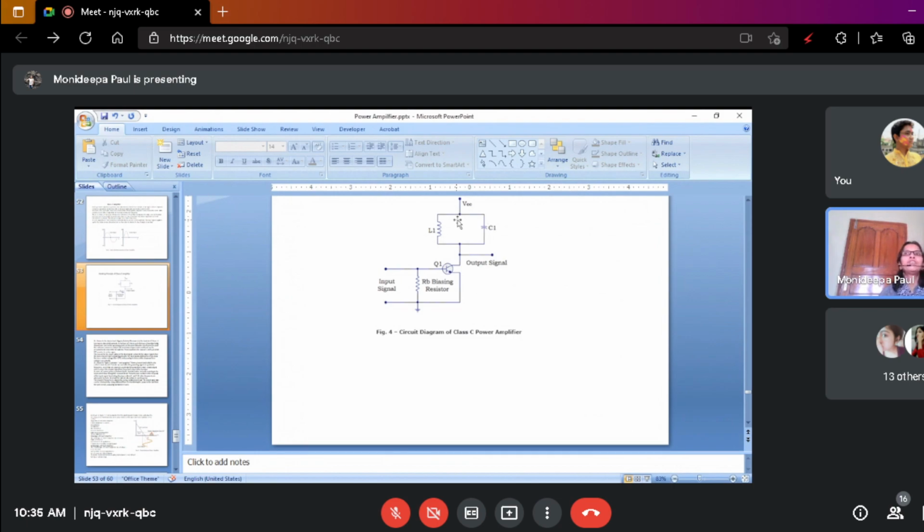If the multiplication factor is an even number, then those frequencies are known as even harmonics. If the multiple is an odd number, then those are known as odd harmonics. Even harmonics do not create a problem in the circuit, but odd harmonics, basically third harmonics and fifth harmonics, create a problem in the circuit.